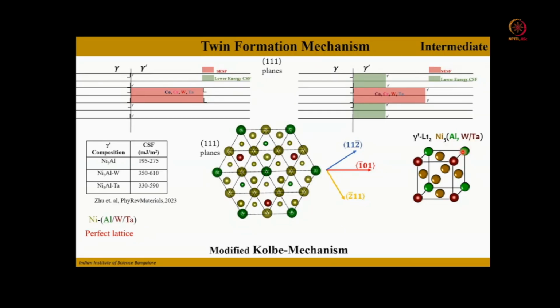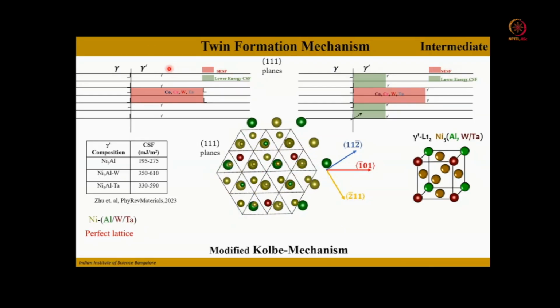Based on this data, what we propose is, if you have an Ni3Al-tungsten-tantalum gamma prime lattice, and a dislocation shears the gamma prime along the 112 bar direction, then you will create high energy aluminum-tungsten and aluminum-tantalum bonds, which are different from aluminum-aluminum bonds, and these have much higher energy than the Ni3Al aluminum-aluminum bonds. Now what we propose is that there is an additional step of reordering, where the aluminum-tungsten and aluminum-tantalum bonds are replaced by aluminum-aluminum bonds to get a low energy CSF.